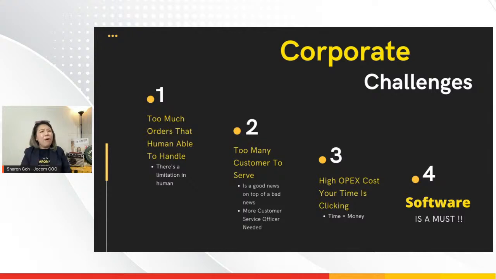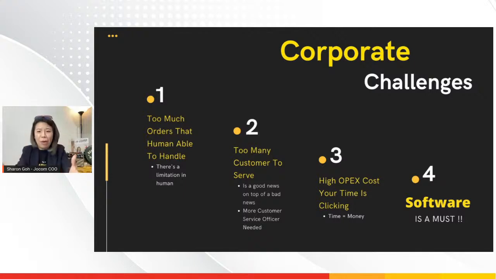Okay, cool. The second problem that you will face is too much customer to serve. Is that good news or bad news? Somehow, there's always good news on top of bad news. So why I say so? You have a lot of customers buying from you. It's good news, right? But the more customers come in, the more customer service you need to attend to them.